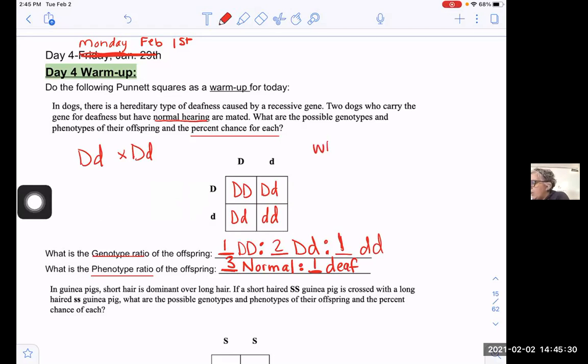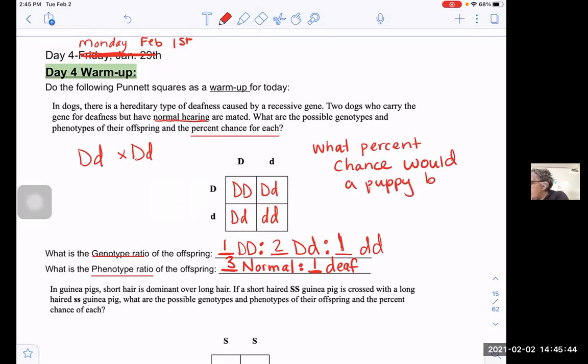So if I said, what percent chance would a puppy be deaf? We have to look at how many squares out of 4 would have a deaf puppy. So if each of the 4 boxes all together equals 100%, that means each square is 25%, right? So if I said, what percent chance would these dogs have a deaf puppy, there's only 1 out of 4 chances. So 1 in 4 is what percent?